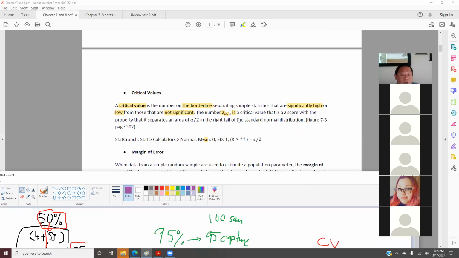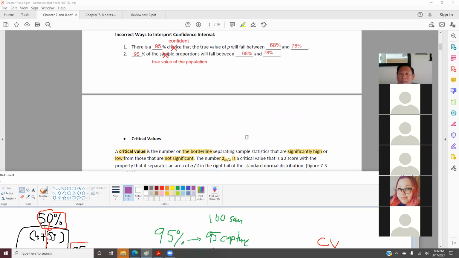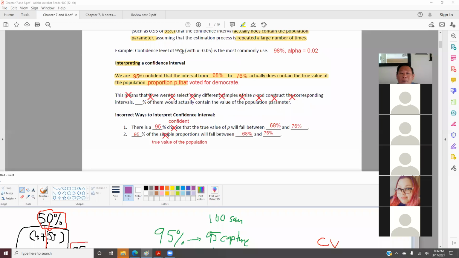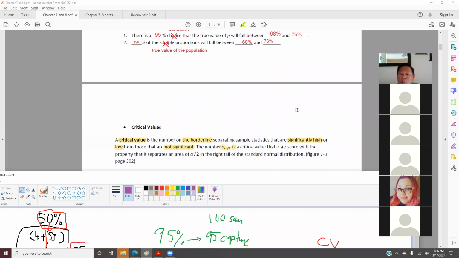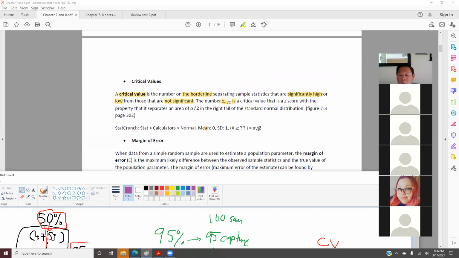In order to find your critical values, you go to stat, calculator, normal, mean 0, standard deviation 1. Make sure you put 0 and 1. Then in the second box, make sure you put greater than or equals to. This is the question mark, the answer. And then make sure it equals alpha over 2. If it's 95%, you use 0.05. If it's 98%, it's 0.02. Make sure you divide this by 2.